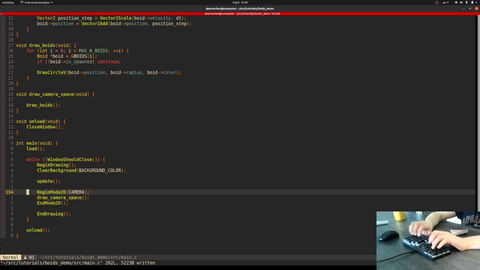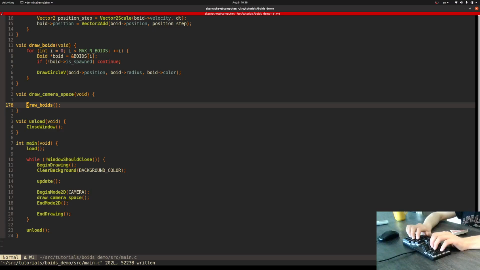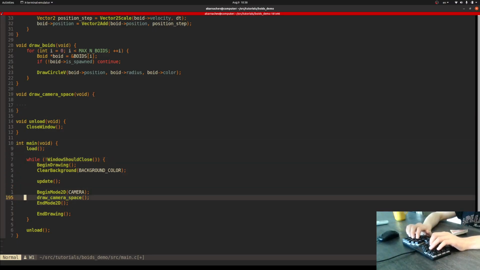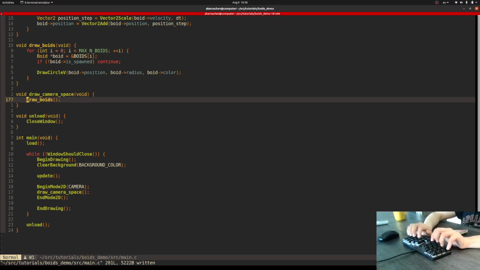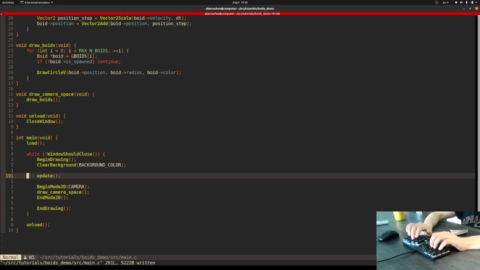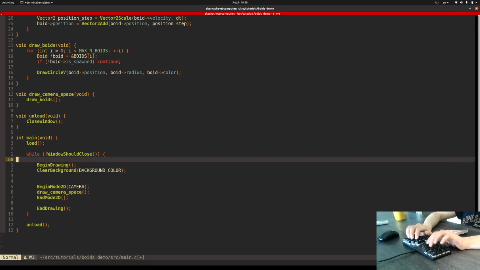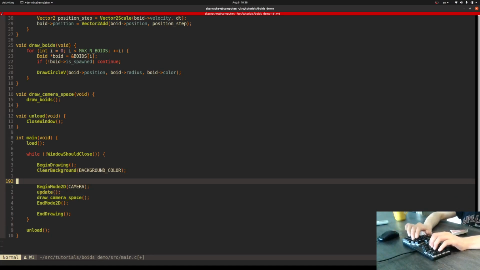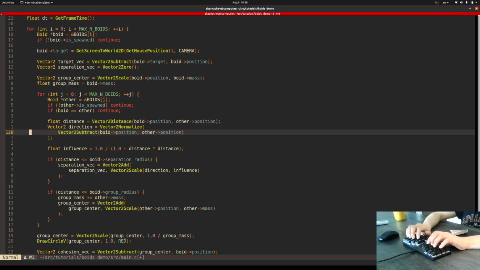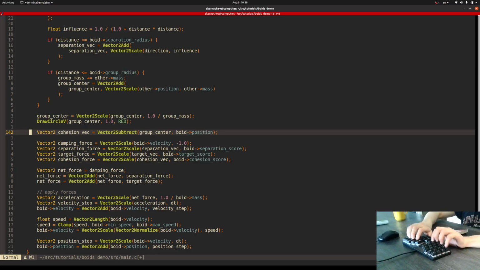Draw camera space, yes. And draw camera space is just, well, let's maybe, no, let's leave it here. Draw Boids, draw camera space, and let's just put the update not here, but simply in here. And now we can draw stuff inside the update function. And later we will factor it out on the previous position, before the drawing procedure starts.